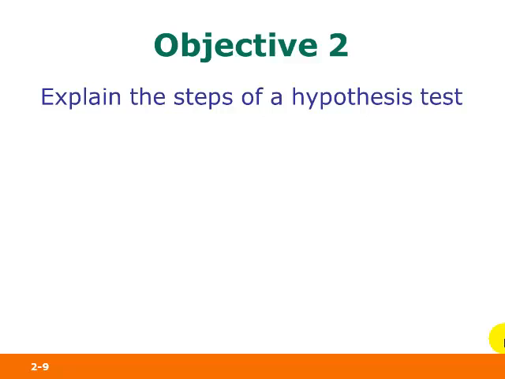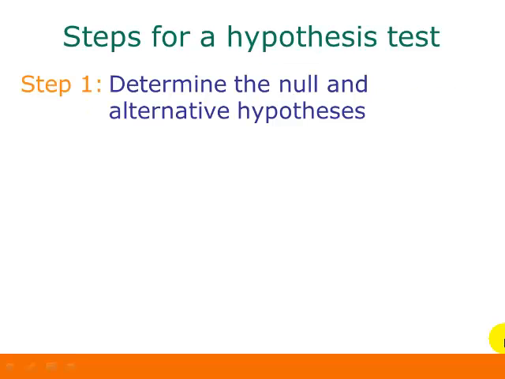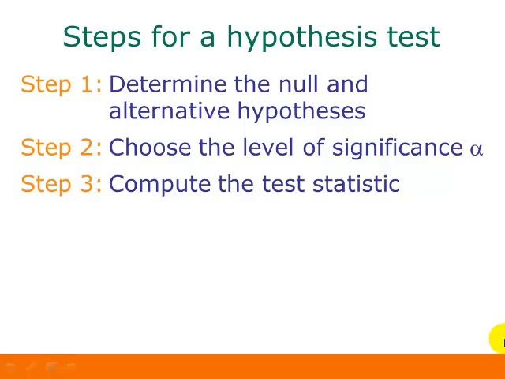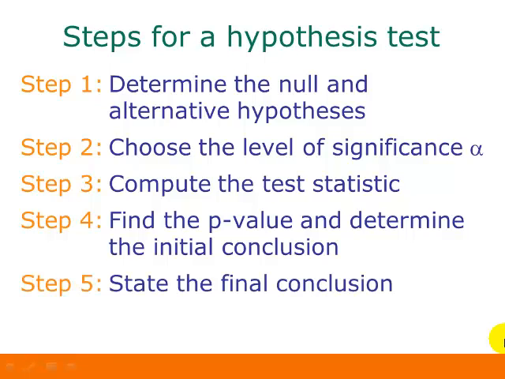Objective 2 in this section is to explain the steps of a hypothesis test. So step 1 is to determine the null and alternative hypotheses. Step 2 is to choose the level of significance, alpha. Step 3 is to compute the test statistic. Step 4 is to find the p-value and determine the initial conclusion. And step 5 is to state the final conclusion. And these steps are the same no matter what type of hypothesis test we're doing.